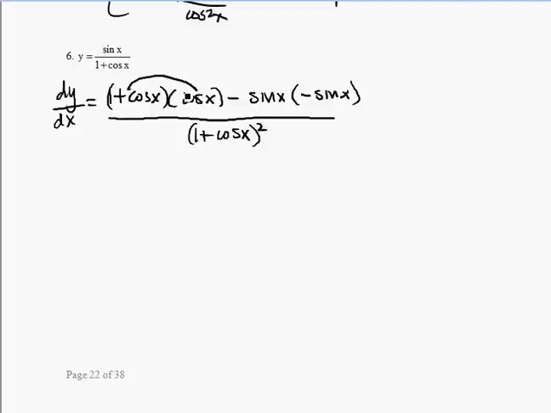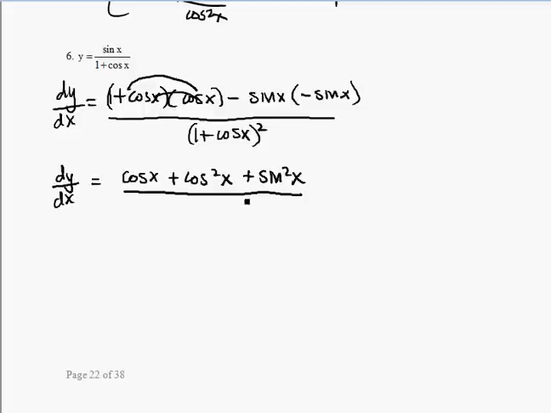I'm going to distribute this cosine. So I get the cosine of x plus the cosine squared of x. Negative times a negative is a positive, so I get sine squared x all over 1 plus cosine of x, quantity squared.